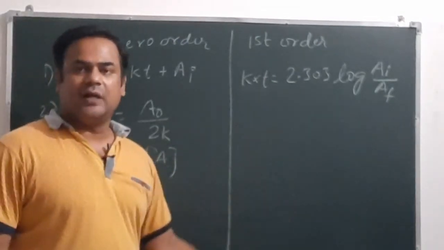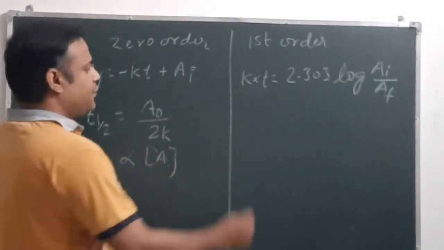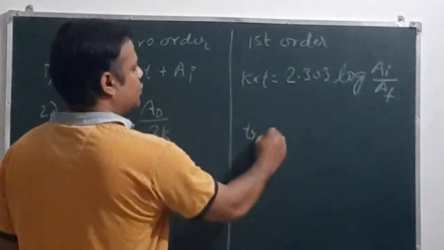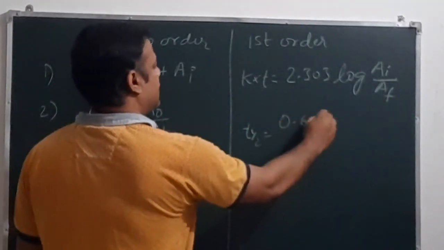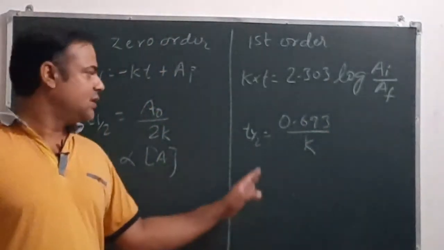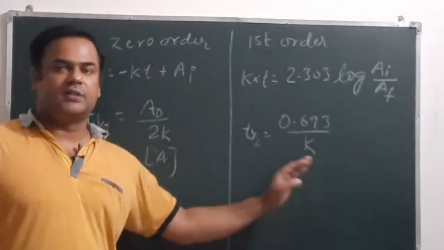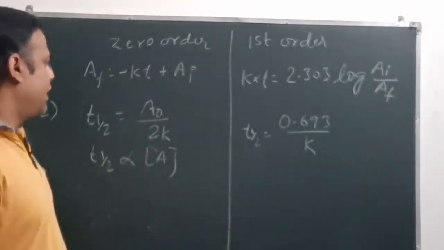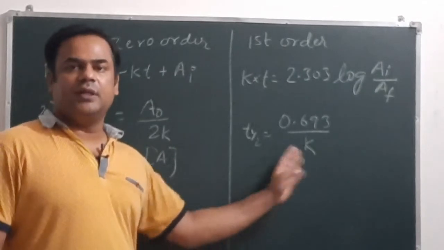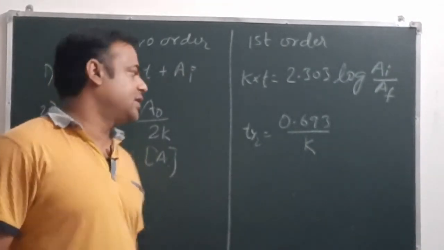Now if we talk about the half-life of first order reaction, T half equals 0.693 divided by K. So in this case we can see half-life time is independent of initial concentration.